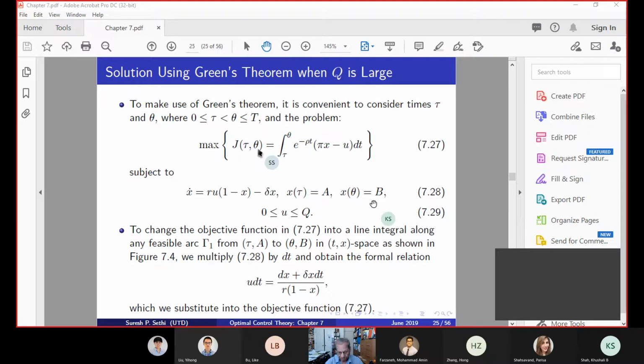So let's now, you learned that in calculus. We're going to go over it. Let's consider times tau and theta, with tau less than theta. I have an integral from tau to theta of this value here. My x dot is given by this. My initial value of x is a, and my value at theta is b. And I have a bound on the control from 0 to q.